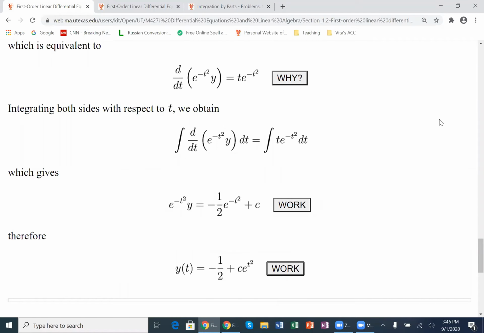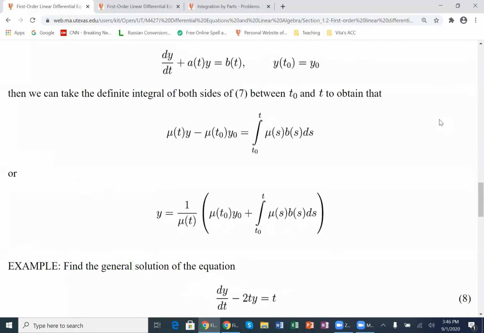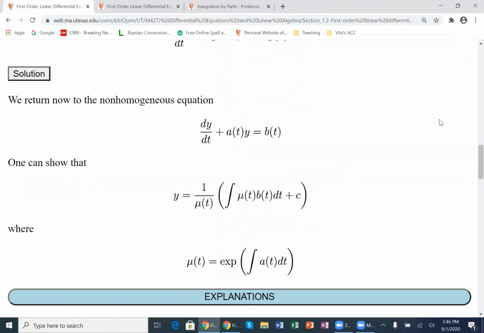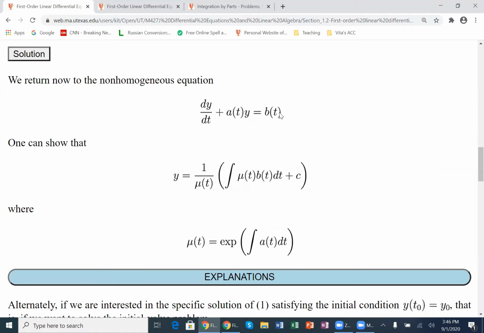Any other questions? Yes, sir. I have a question for you. Yes. So you said that this works for first order non-homogeneous differential equations. But for example, if we have something like a of t times y squared, can we still use the mu of t to help us differentiate, right?